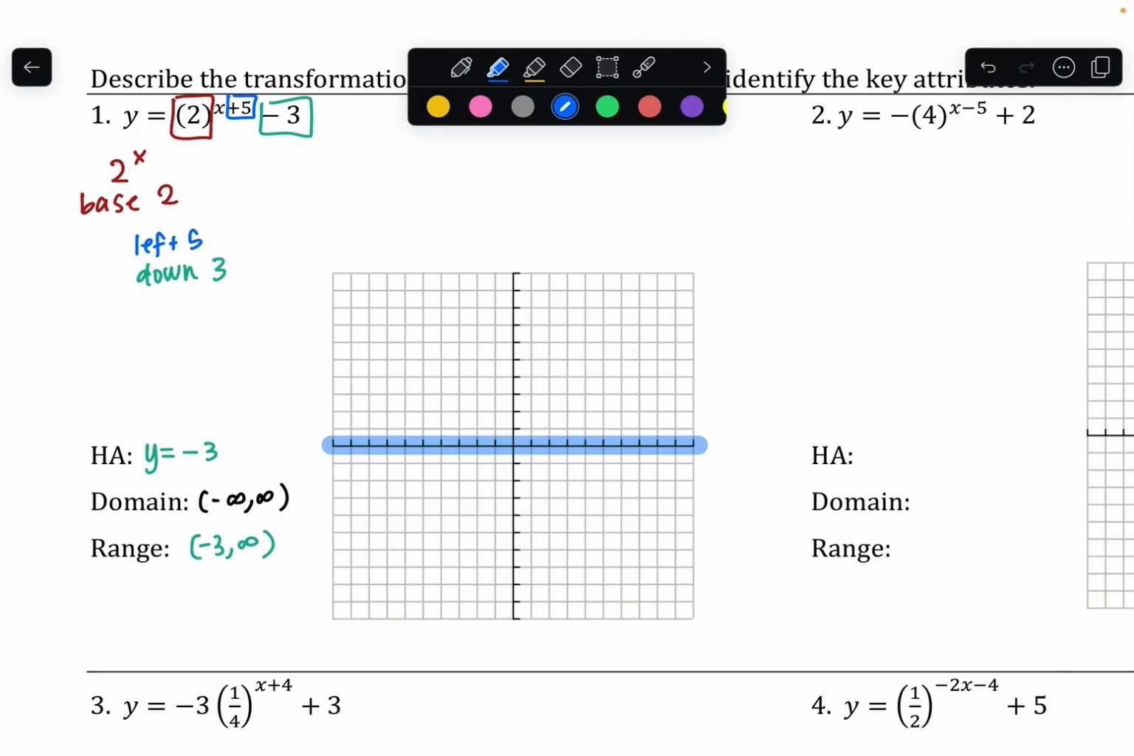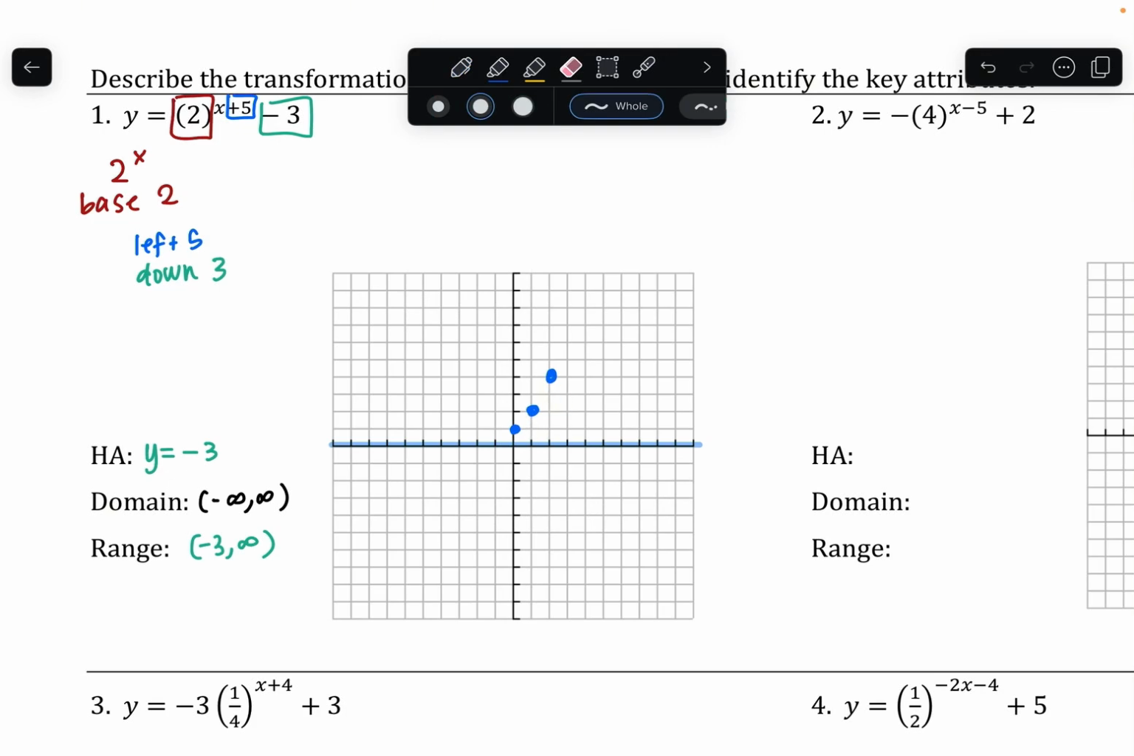And then, let me make that thinner, it has a horizontal asymptote at 0. And then the significant points would be 1 away for the y-intercept. And then the next point would be the base away, in this case, 2. And then the next point from there would be 4. Base, then base squared. Okay, and so that's how I would create the graph.